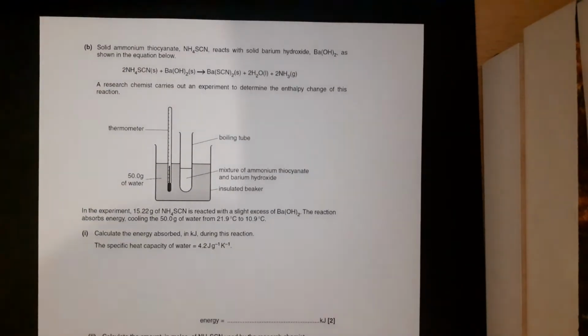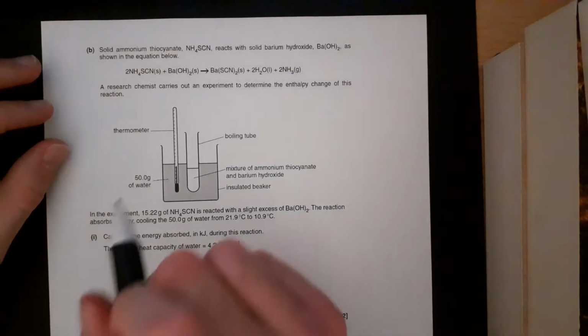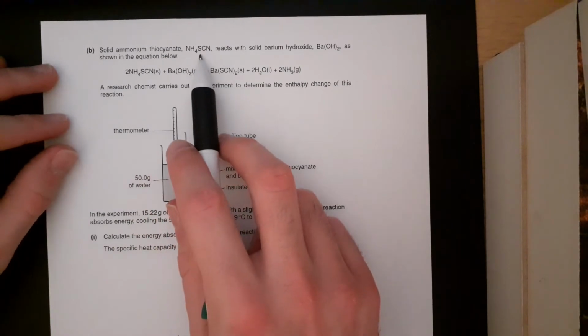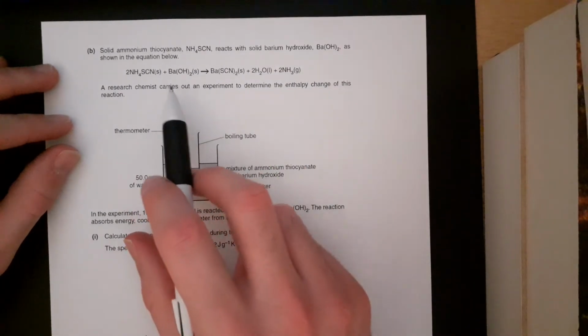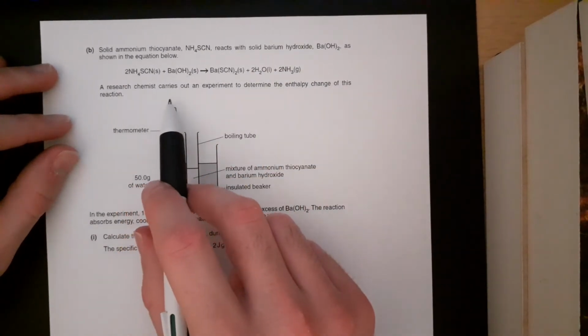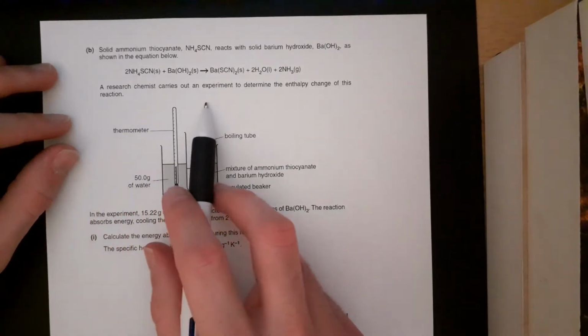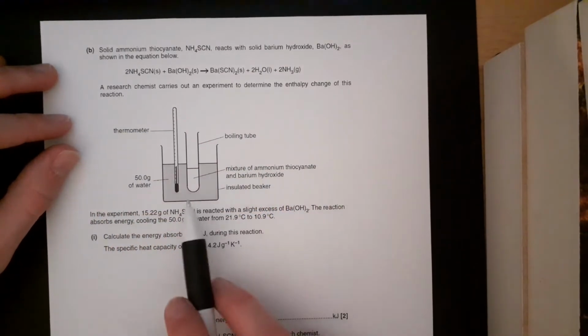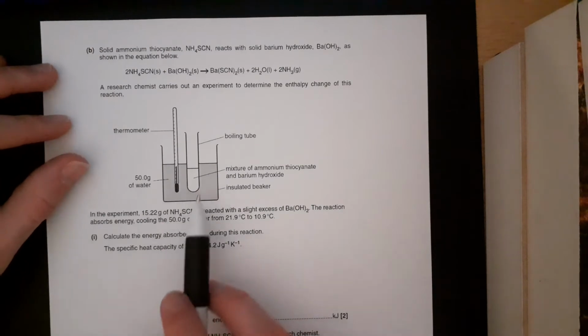Okay, let's look at one more question. So here we've got ammonium thiocyanate reacting with barium hydroxide. We're carrying out an experiment to work out the enthalpy change of the reaction.